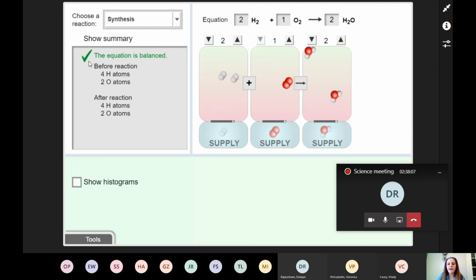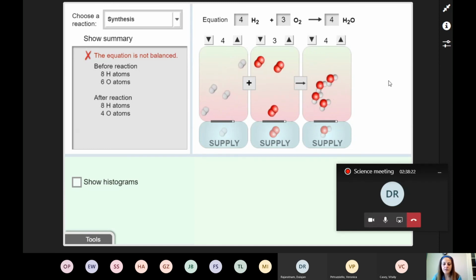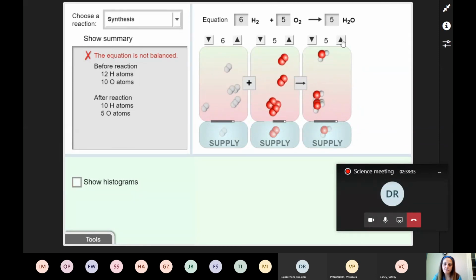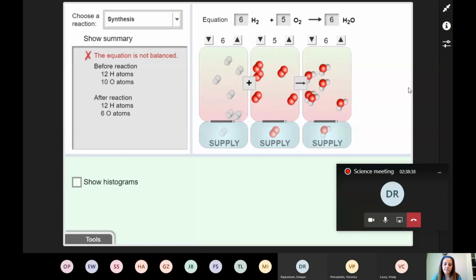Very good. And look, the fun part is as long as you keep the ratio 2, 1, 2, it's always going to be balanced. For example, if I decide to multiply everything by 2, see? So now I have 8 hydrogens on both sides and 6 oxygens on both sides. Same if I keep going. You see that?